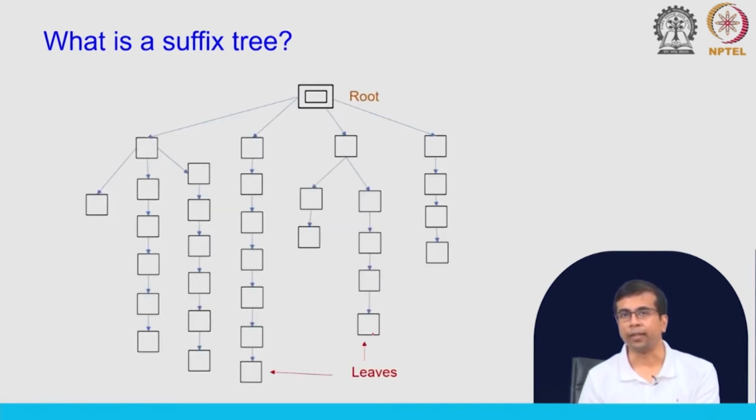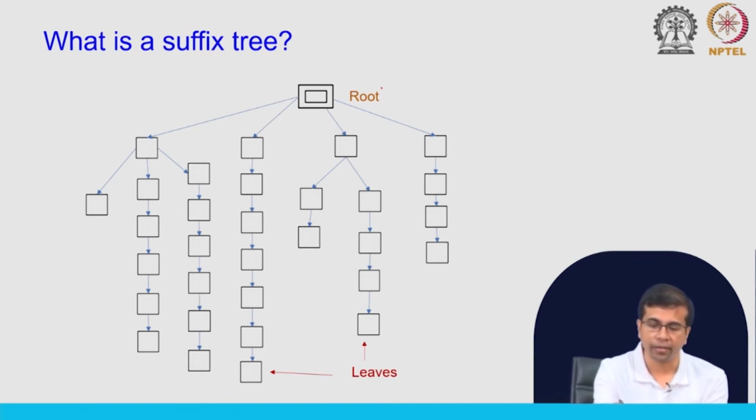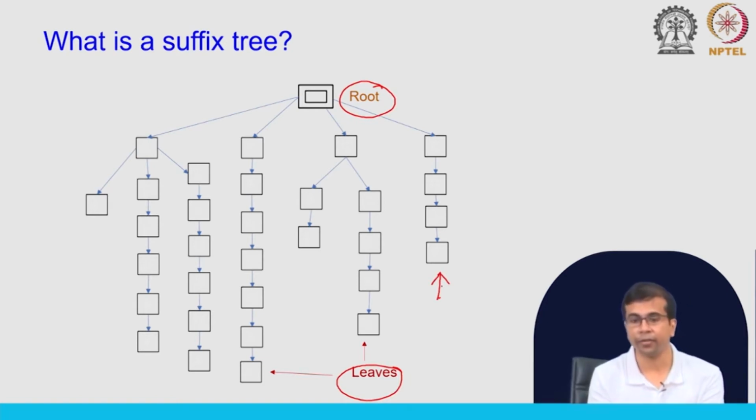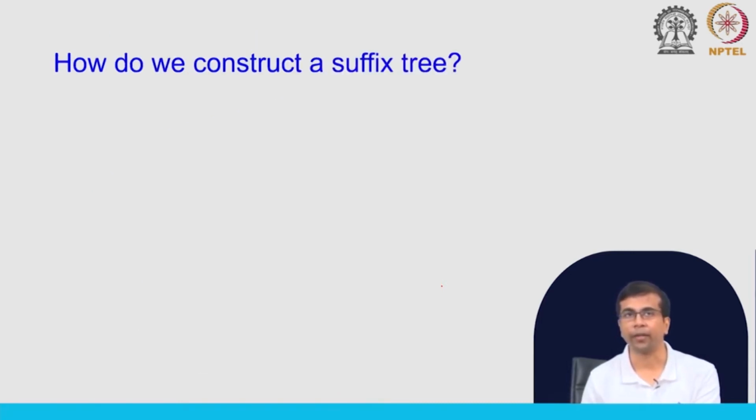This is the kind of structure that you will see when you build a suffix tree. You will have a root here, and you will have leaves. These are the leaves that you can see, marked with red arrows. You have paths from the root to the leaves, and all these paths represent the suffixes of a string. Now let us take an example. Let us take a reference sequence and build the suffix tree of that reference sequence, and then we will understand this better.